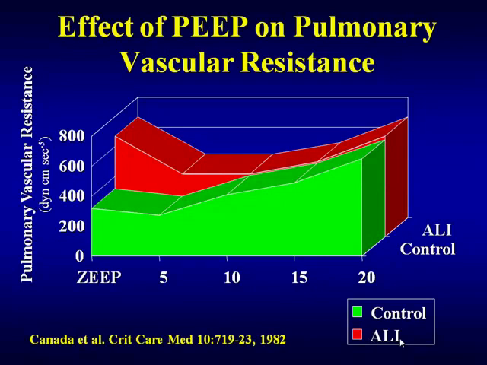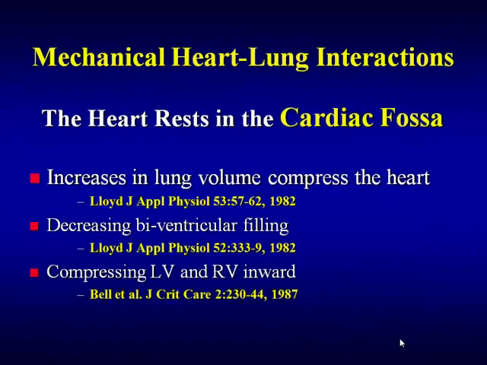And if you go any higher, the pulmonary vascular resistance makes cardiac output fall. How much should that be? That depends on each patient and also where that patient is in their disease process. Well, finally, the heart lives in this cardiac fossa here. And as lung volumes increase, the chest wall can go up, the diaphragm can descend, but the heart is trapped in the cardiac fossa, and it cannot leave.